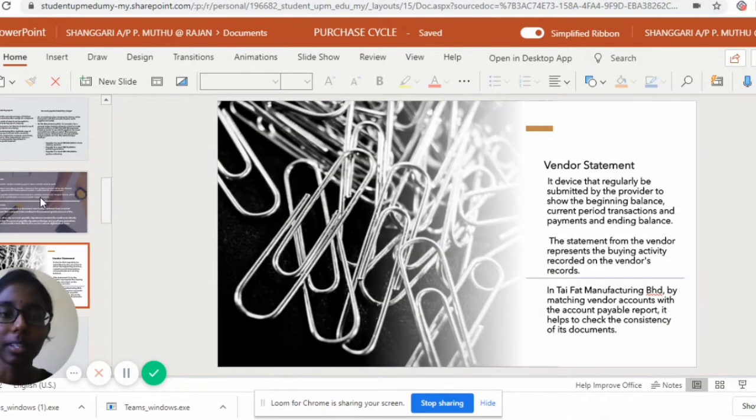The last document is a vendor statement. The statement from the vendor represents the buying activity recorded on the vendor's records. In Thai Food Manufacturing BHD, matching the vendor's accounts with the accounts payable records helps to check the consistency of its documents. Okay, that's all from me, and thank you. Nadia will continue explaining about this case.